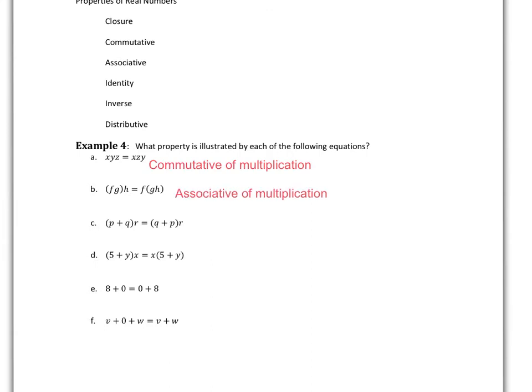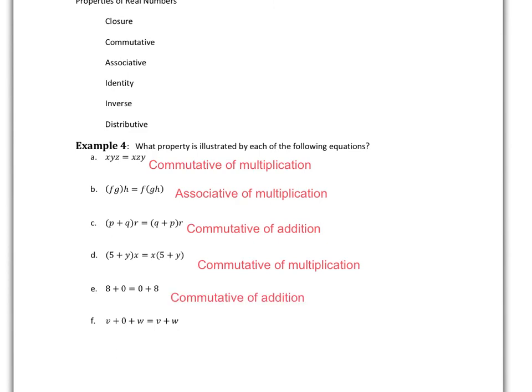Okay, the third one here, we have P plus Q times R equaling Q plus P times R. Notice that the P and Q are switching positions, and that's our commutative law, and it would be the commutative law for addition. Here, letter D, if you look there, the 5 plus Y switches order with the X. So this is commutative property of multiplication this time. For letter E here again, we're switching the order between 8 and 0, and it's addition, so it's a commutative of addition.